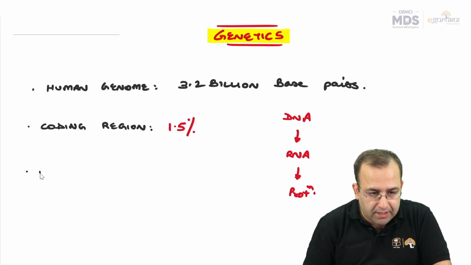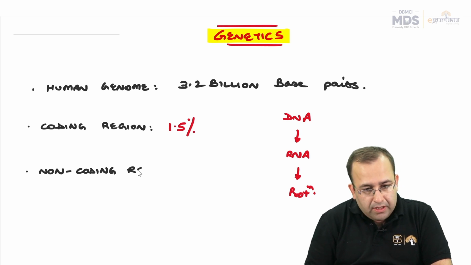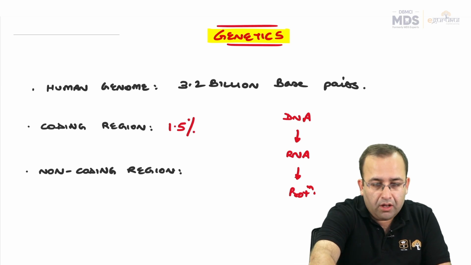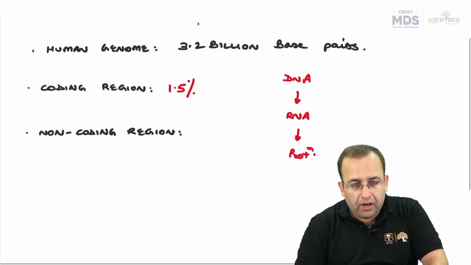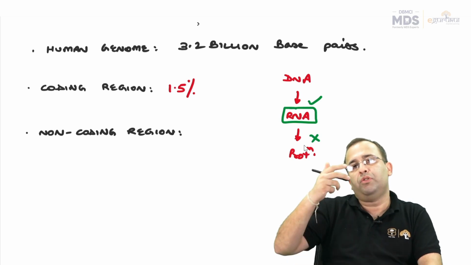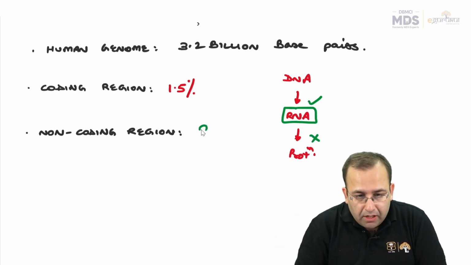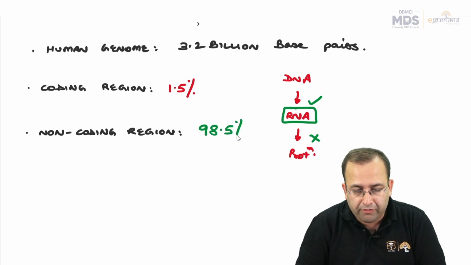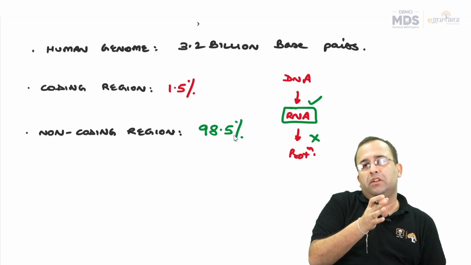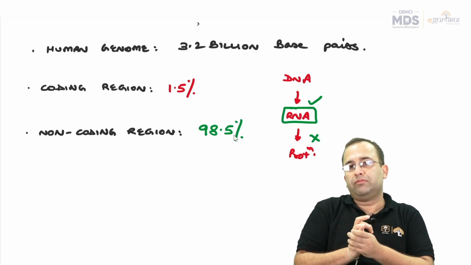So I can safely say that non-coding region means DNA to RNA has formed, but RNA to protein synthesis is not taking place. Non-coding region is the remaining 98.5%. Obviously, if coding region is just 1.5%, non-coding region is the remaining 98.5%.